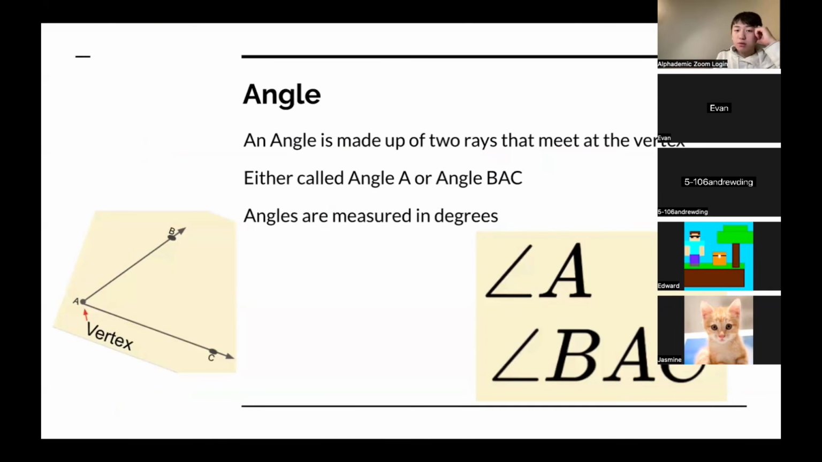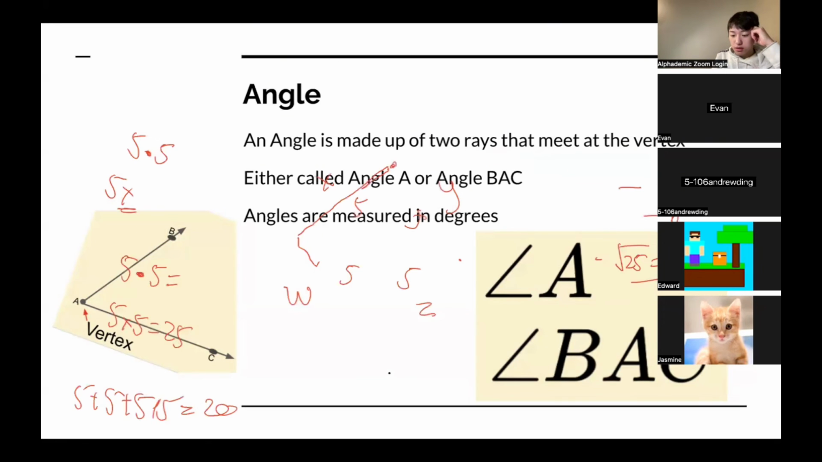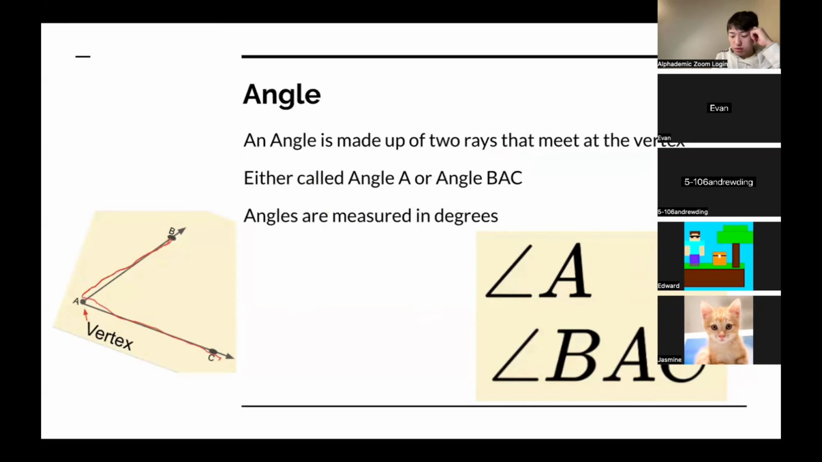Next up, we have angles. An angle is made up of two rays that meet at a vertex. That's right here, a vertex pointed on the screen. And then it is either called angle A or angle BAC, as you can see, because the angle is formed by the points B, A, and C in that order. And angles are measured in degrees.